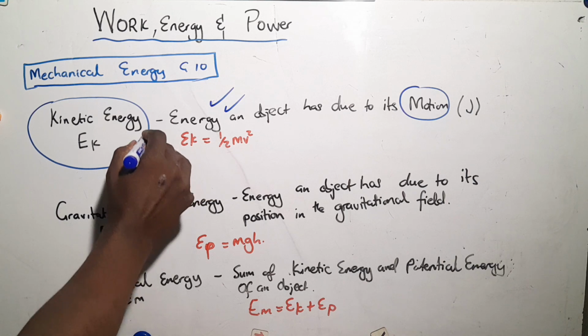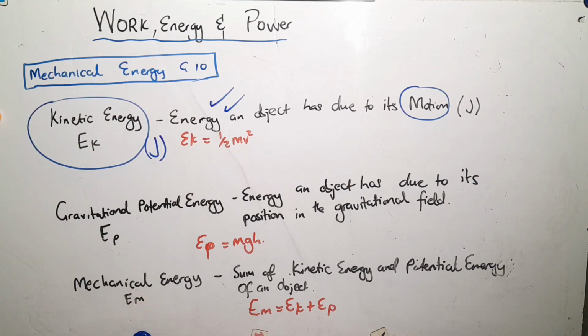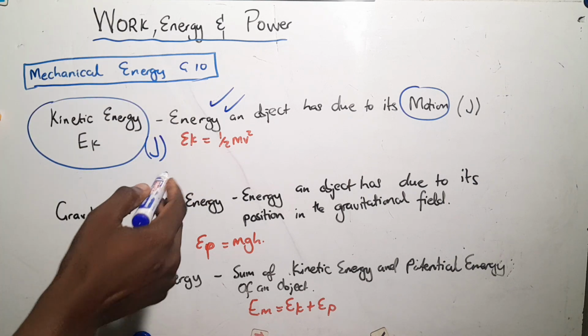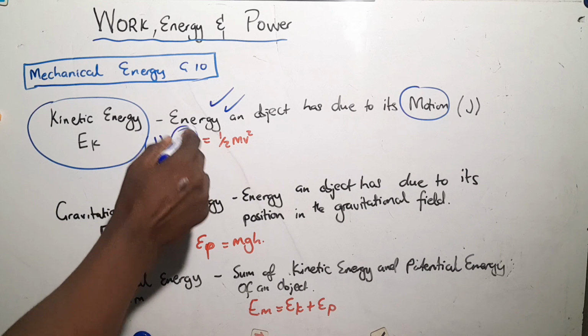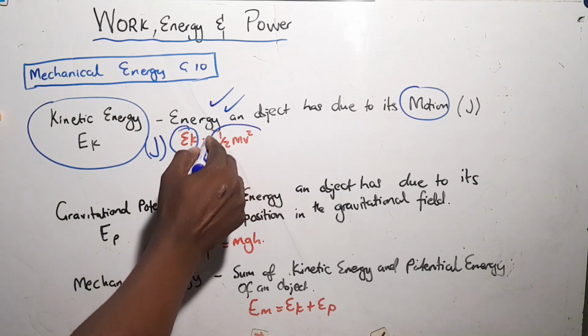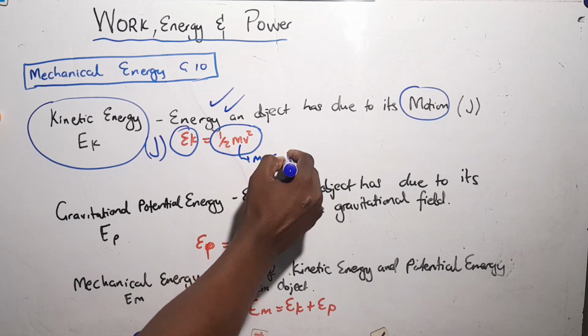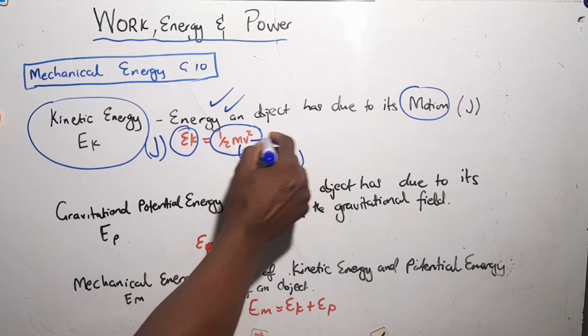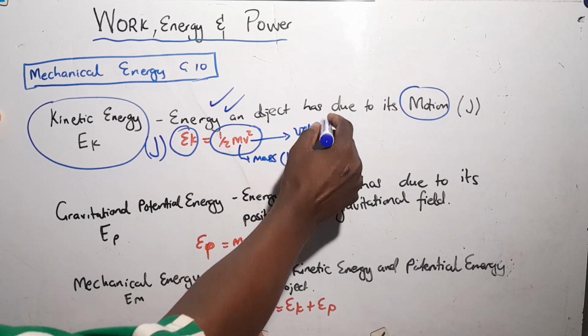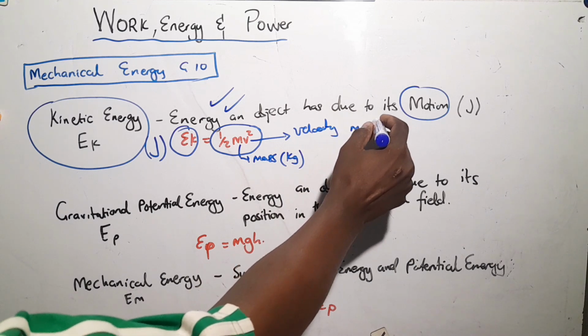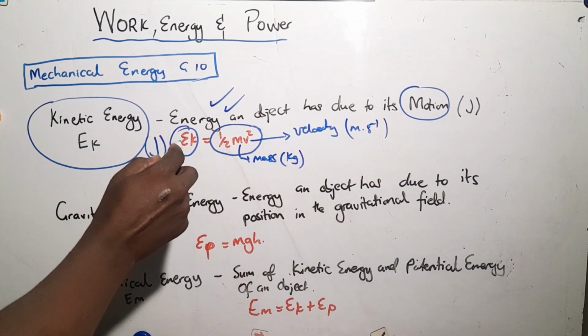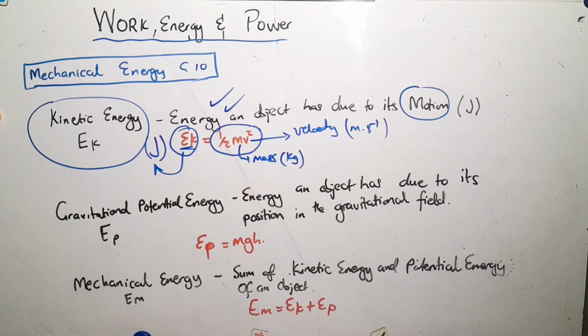It is measured in joules. To calculate the kinetic energy of any object, we represent kinetic energy by EK, and it is equal to half mv squared, where m is the mass of the object in kg, and v is the velocity of the object in meters per second. We measure EK in joules. This is the energy an object has due to its motion.